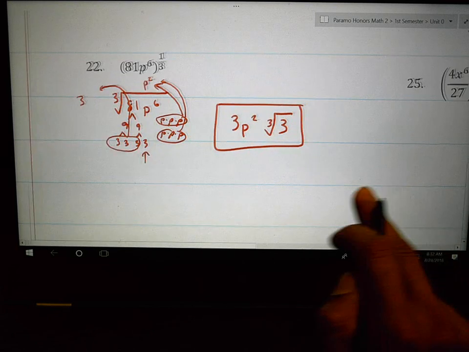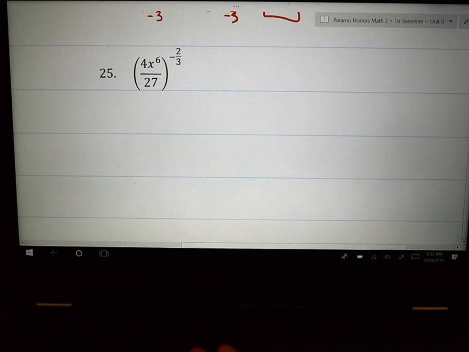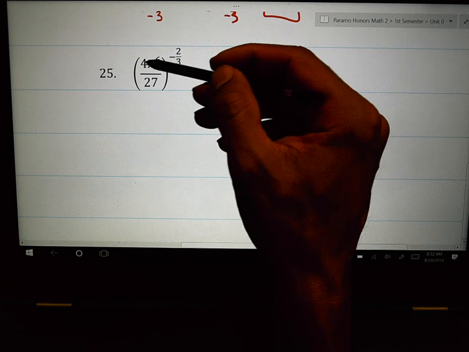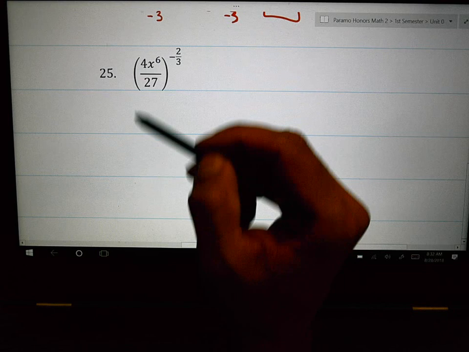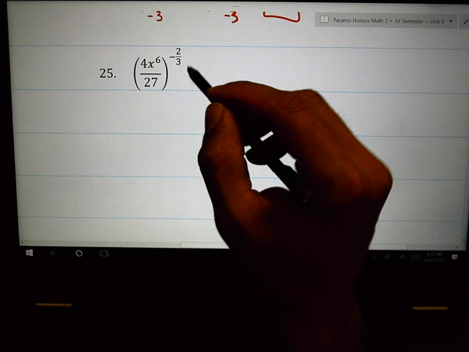Last example, number 25. If it can reduce, reduce it. 4, can it go into 27? It doesn't. Always try to make it smaller before you make it bigger. And then you go for it, and then you just do it.